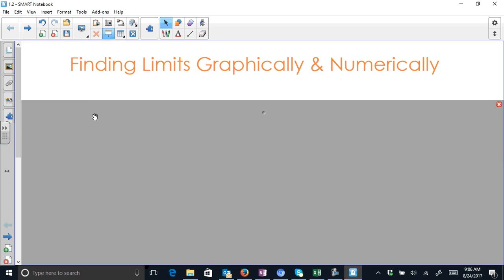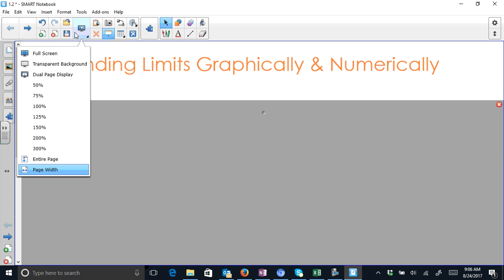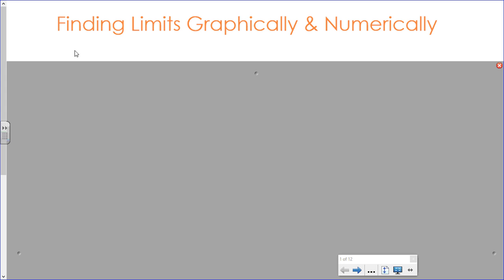All right, so we are going to talk about limits. Our first unit is all about limits, okay? And today we're just going to focus on what a limit is and how to find them graphically. We're going to talk about numerically, just for you to get an understanding of what a limit is, but that's not particularly how we're going to find them, okay?